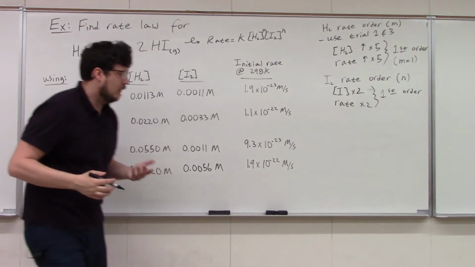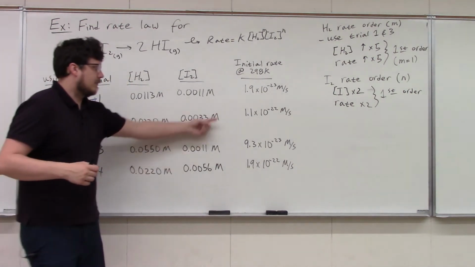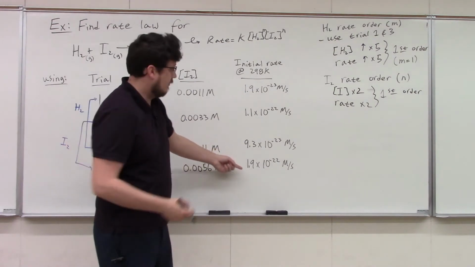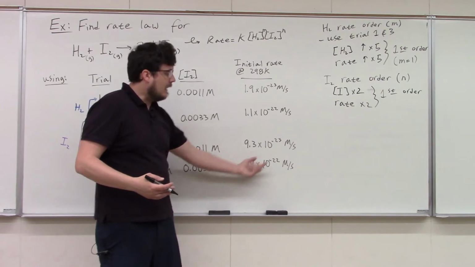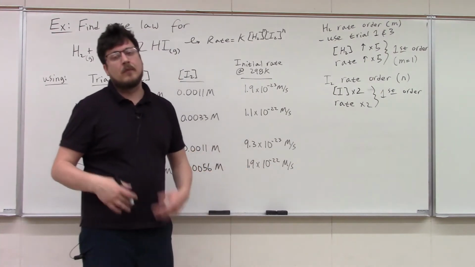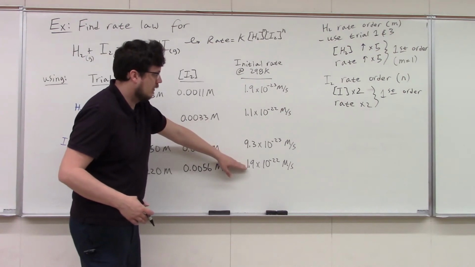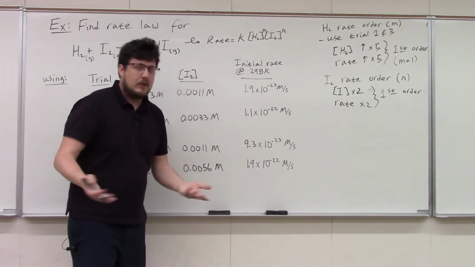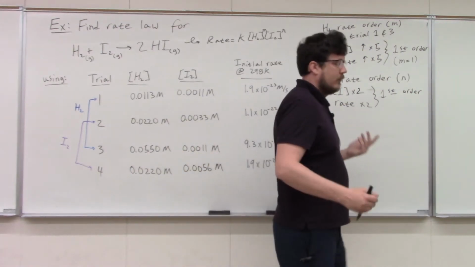So for example, if we had looked at 2 and 4, I about double the concentration, but this would be about 4 times. So if this was about 4 times 10 to the minus 22, then it would have been second order. If it was about 8 times 10 to the minus 22, it'd be third order. If it was unchanged, about 1.1, then it would be 0th order. But it matched, so it's first order.